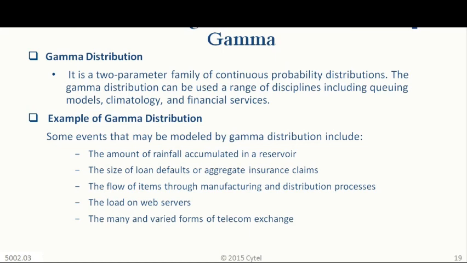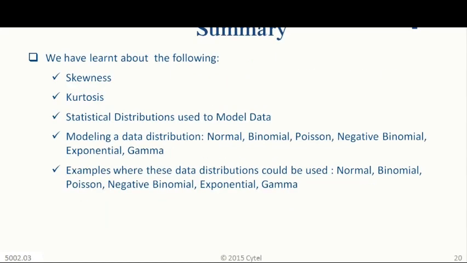The point I wanted to make is that there are several such distributions. One can think of Weibull, log normal, extreme value distribution, and several other statistical models which are used depending upon the context of the random variables you are studying, and then the statistical inference follows appropriately. So in today's discussion, we started with the concept of skewness, then discussed kurtosis, then how statistical distributions are used to model data, some commonly used statistical distributions, and the situations where they are used.